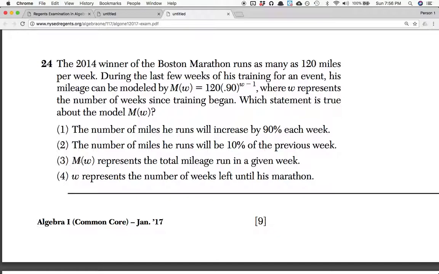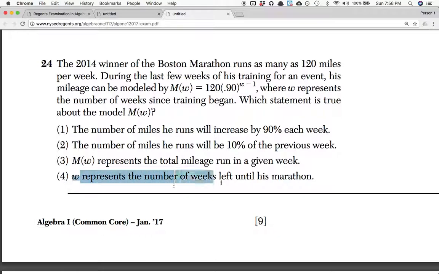M of W represents the total mileage run in a given week. Well, during the last few weeks, his mileage can be modeled by M of W. His mileage can be modeled by this over here. So it kind of makes sense that M of W represents the total mileage run in a given week. Let's save that one. I don't think it's 1 or 2. Maybe it's 3. Let's check 4.